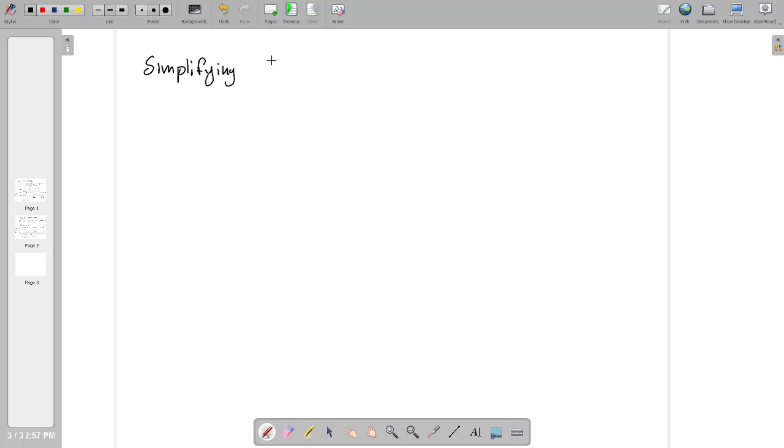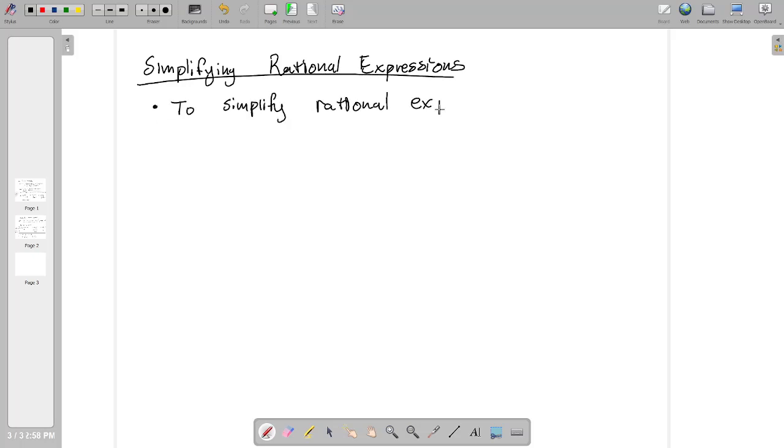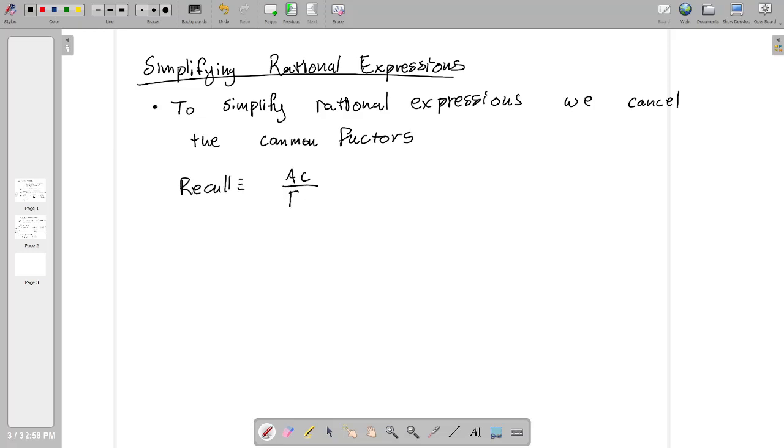Next thing I want to talk about is simplifying rational expressions. To simplify rational expressions, we cancel the common factors. Recall, a times c over b times c is equal to a over b. Now this comes from the numbers that we were talking about earlier, but it holds true for rational expressions as well, because, remember, x is holding the place of a number.